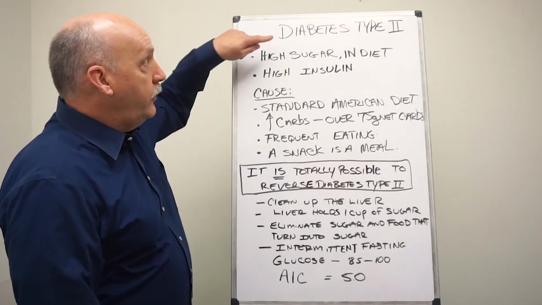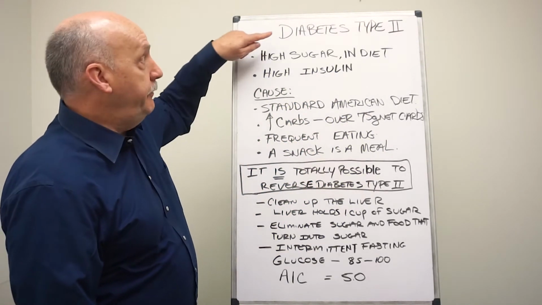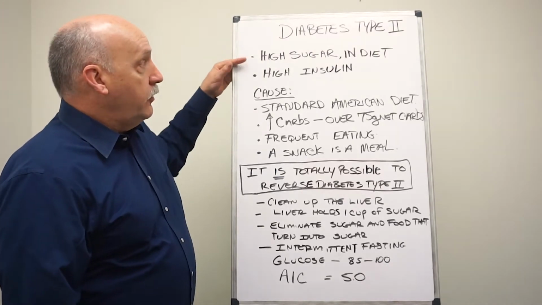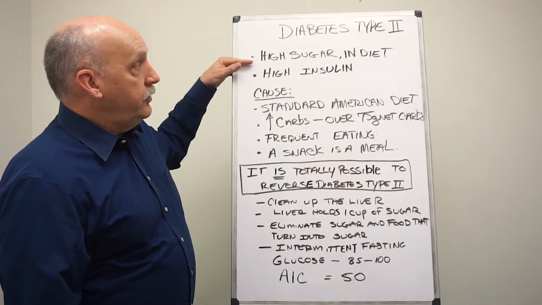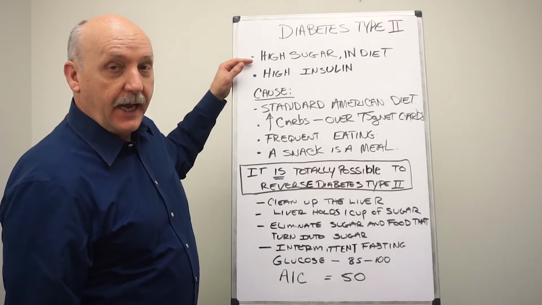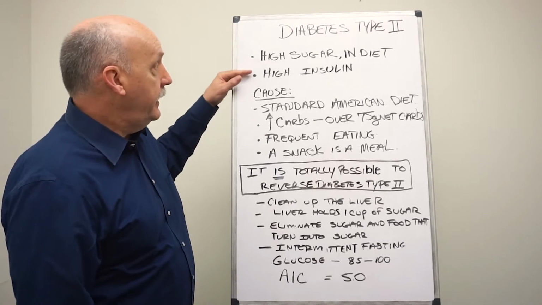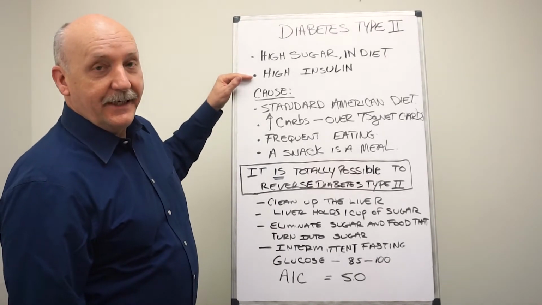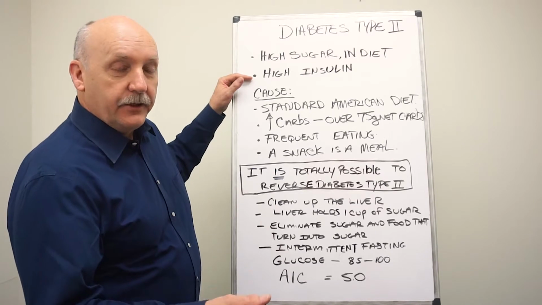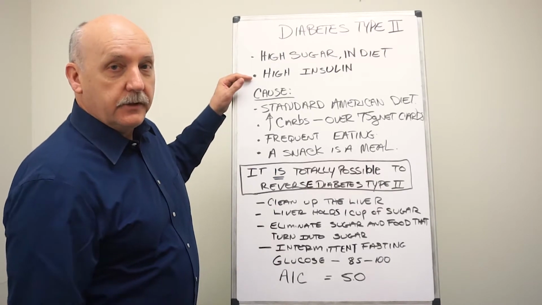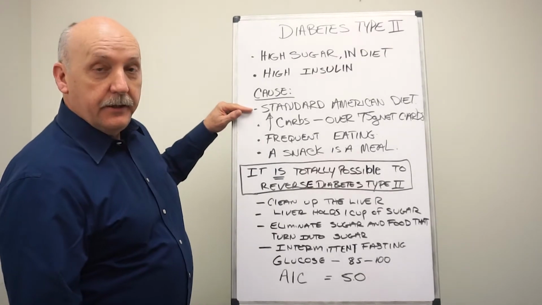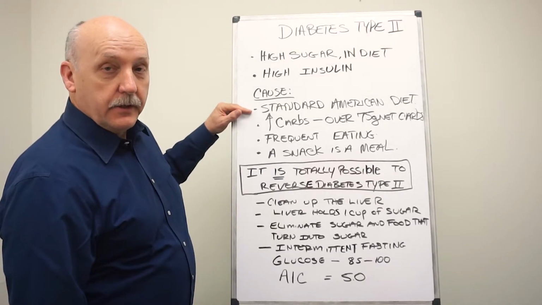I want to go over something that we handle in our office quite a bit, which is diabetes type 2. Of course, diabetes type 2 is due to high sugar in the diet, like the standard American diet, which is high in carbs, low in fat, and that causes increased insulin. Insulin is a hormone that has to take the sugar and put it into the cells and burn it as energy. Causes, again, the standard American diet is the biggest cause.